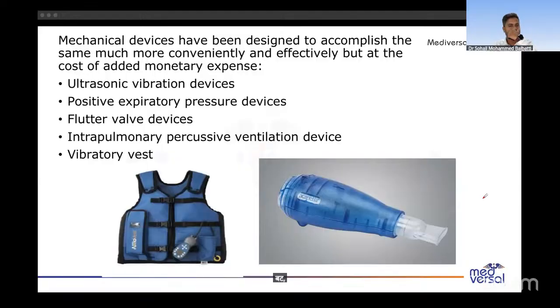But we have certain devices which help the patient to expectorate. These mechanical devices have been designed in order to have a convenient and effective way of giving airway clearance therapy. In that we have ultrasonic vibration devices or positive expiratory devices, and there are some vests which help you to vibrate and cause the movement of secretion, and the patient will start coughing and will be able to expectorate all the sputum. And there are certain devices which also help the patient with airway clearance.